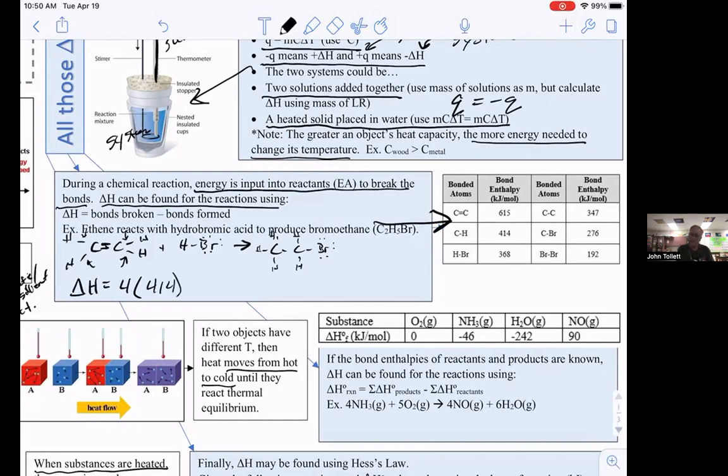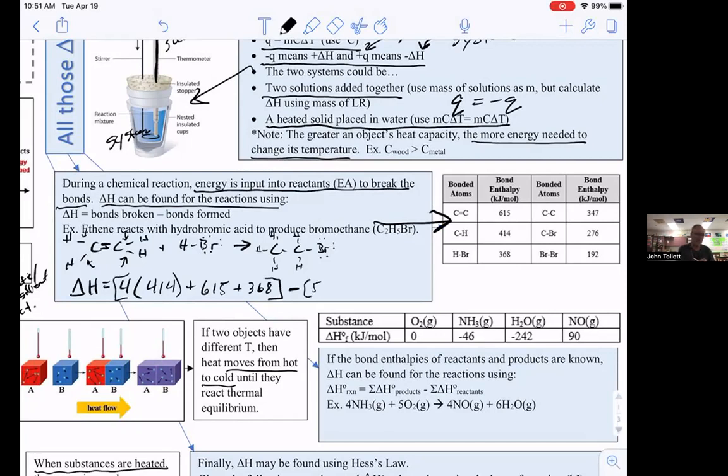And then the other one I'm going to break is the carbon-carbon bond between them, which there is one, which is 615. And then I am going to add to it the break of the hydrogen bromine bond, which is 368. All of those would be all the bonds that are broken on the reactant side, minus all the bonds that are formed on the product.